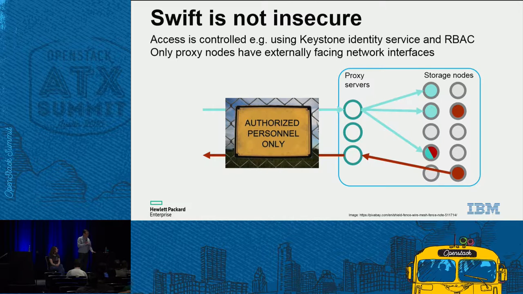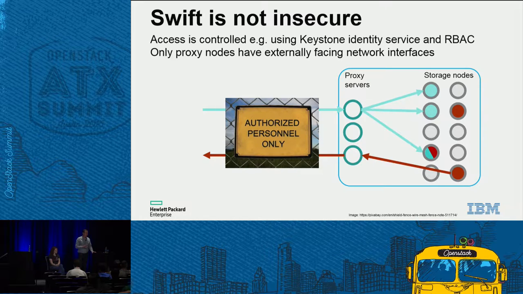Also, it's a feature of the Swift architecture that only those front-end proxy servers are exposed to externally facing networks. The larger pool of storage nodes in the back end are isolated from those external networks. So those are measures that are taken to prevent the unintentional leaking of data out of Swift through its API, and they do a great job at that.